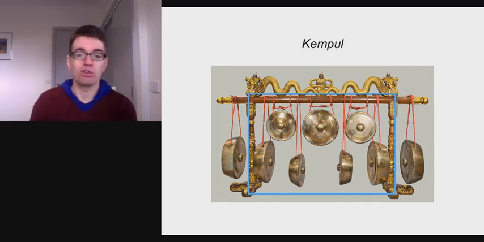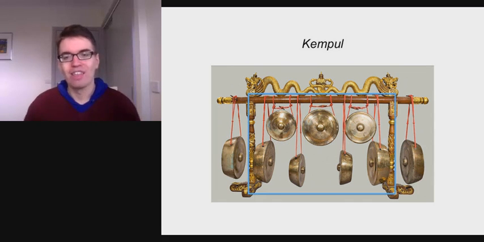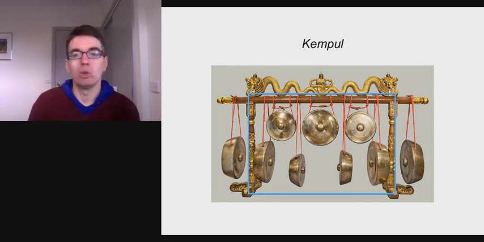Because they're smaller gongs, they produce a higher sounding pitch than the gong sewukan, and then also much higher than the gong ageng, which produces the lowest pitch sound in a gamelan ensemble.